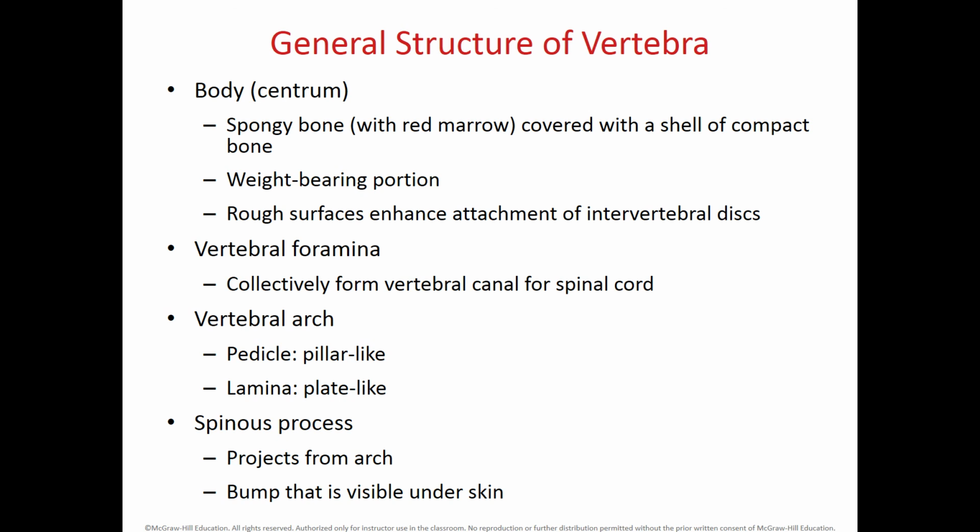Now another part of the general vertebrae is the vertebral foramina. This vertebral foramina forms a vertebral canal through which the spinal cord passes. And then the vertebral arc is made by a couple of structures called the pedicle, a pillar-like structure, and a plate-like structure called the lamina. And then the spinous processes are projections that form an arc, and these are the bumps that you can feel when you touch your vertebrae.